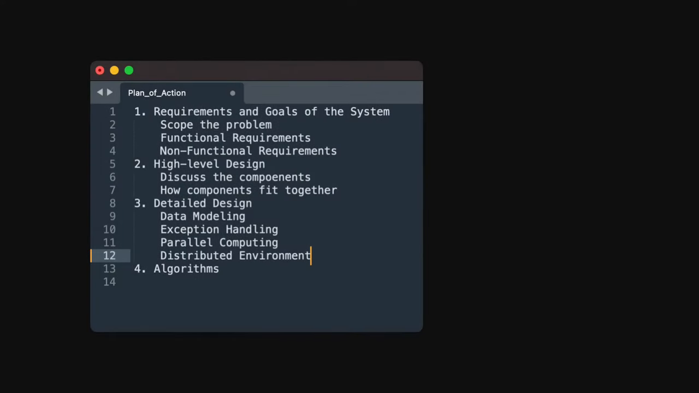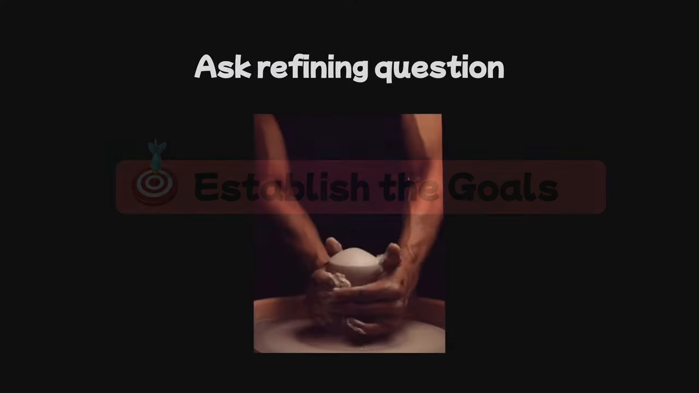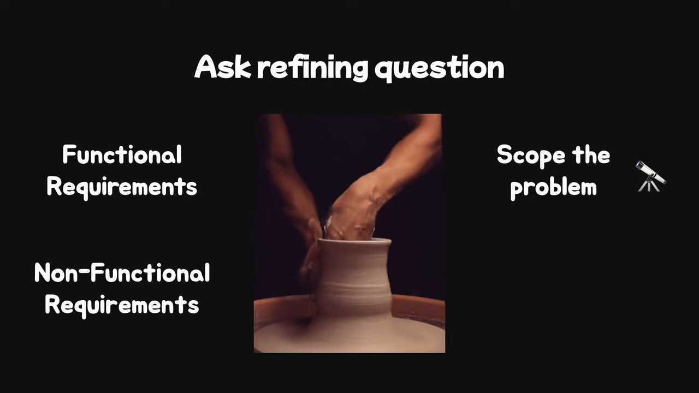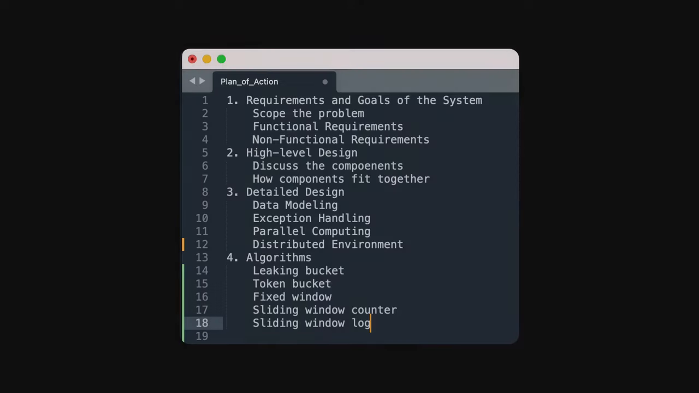As always, we should have a plan of action. First, we need to establish the requirements of the system and define what we want to achieve. During an interview, it's critical to ask questions in order to clarify the functional needs, the scope of the system, and also the non-functional requirements. As we'll see, there are multiple ways and algorithms to build a rate limiter, and each implementation has some strengths and some weaknesses. This is why it's essential to know what we want to achieve in the beginning.